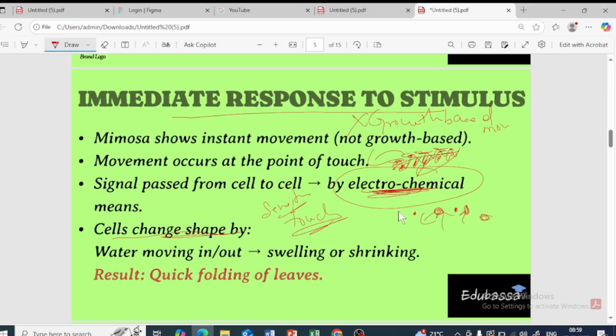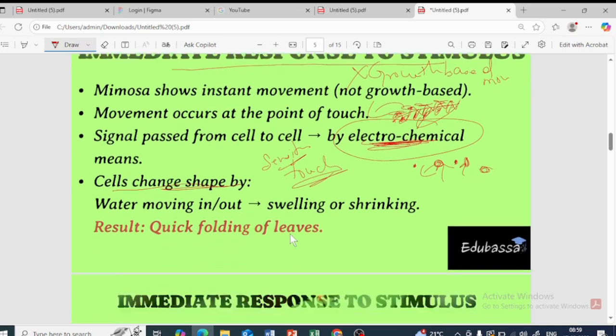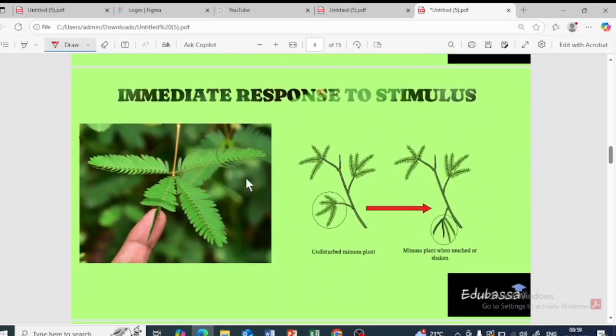So that is what is going to take place because of the immediate response to stimulus by the mimosa plant. Yes, what is the result? The quick folding of the leaves is the result. I'll show you with the picture, so you can see here. When you touch here, what is going to happen? All the leaves are going to fold because the electrochemical signal is going to pass.